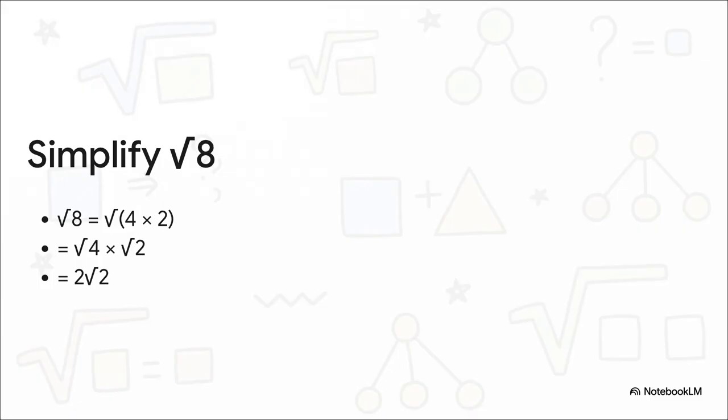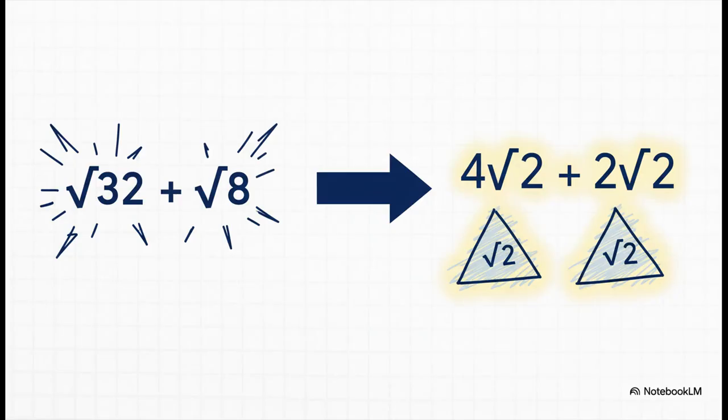Now for the other one, the square root of 8. Perfect square that goes into 8, that's 4. So we have the square root of 4 times 2. Square root of 4 is 2. So that becomes 2 root 2. Easy. So now let's plug our simplified pieces back into the original problem.